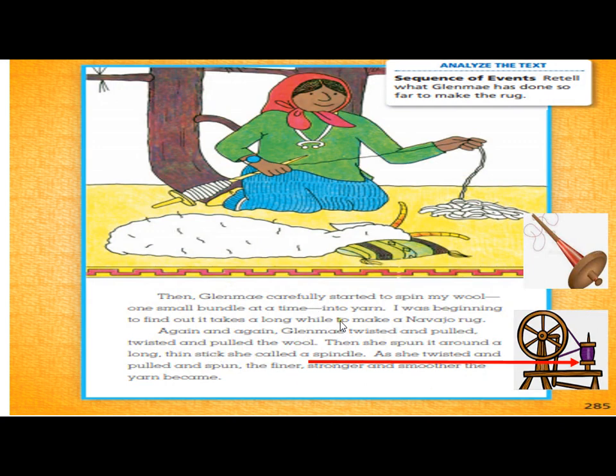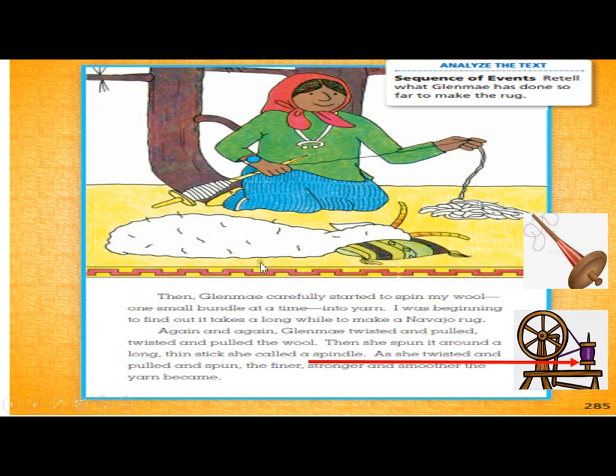Page 285. Now you will be able to know what is spinning, what is a spindle. The more we get into the story, you'll be able to figure it out. Alright. Then Glenmay carefully started to spin my wool.